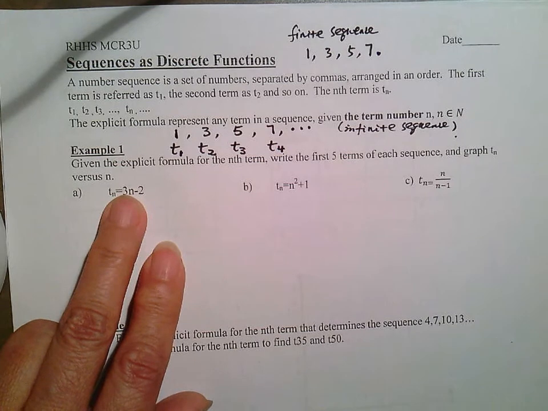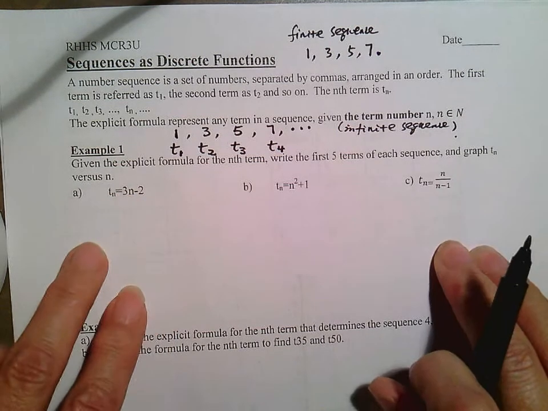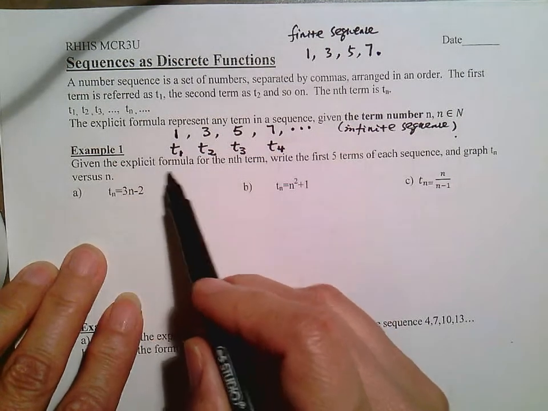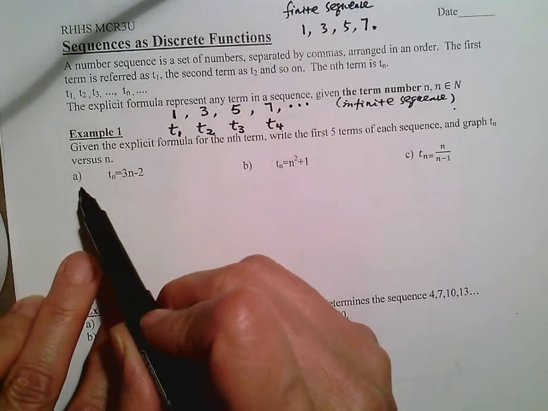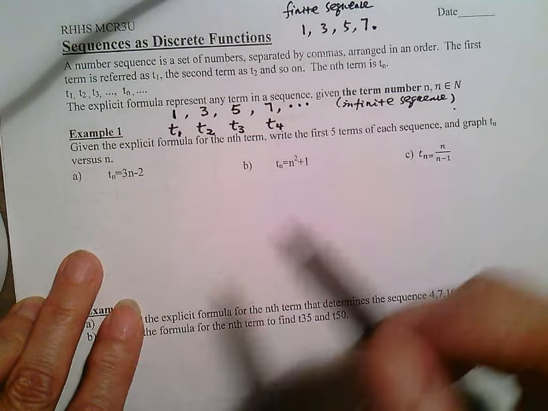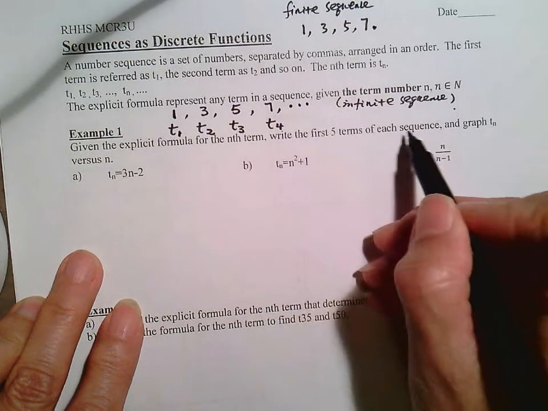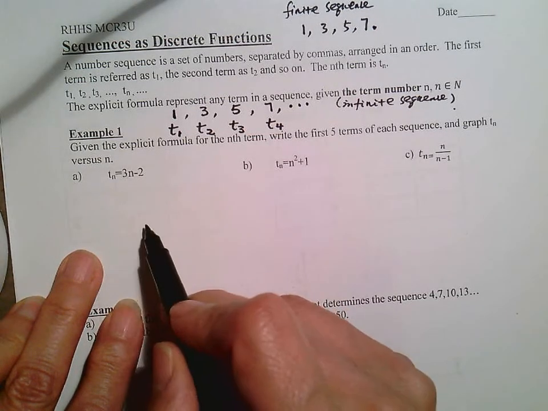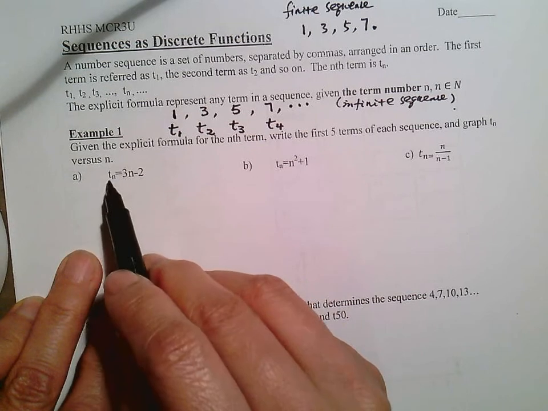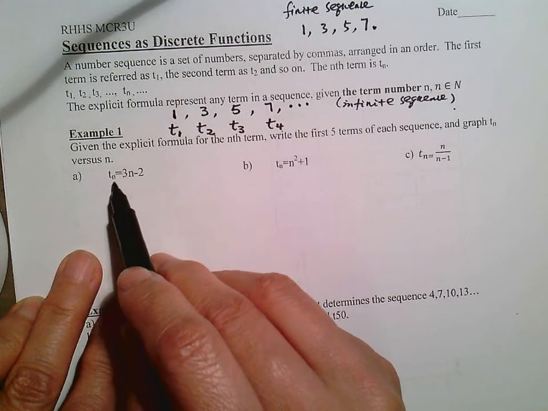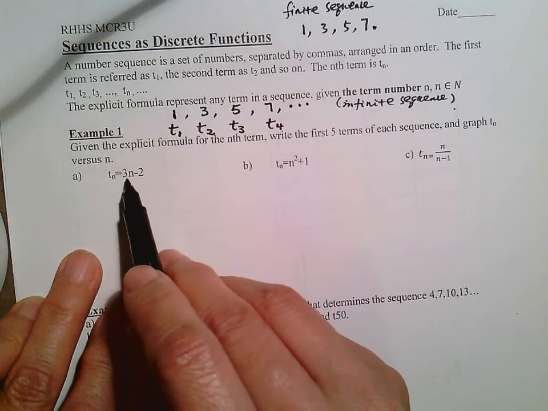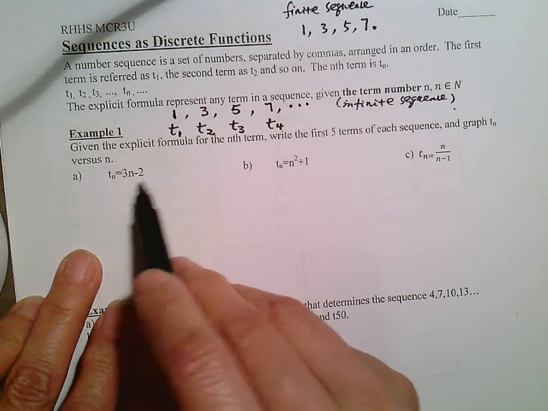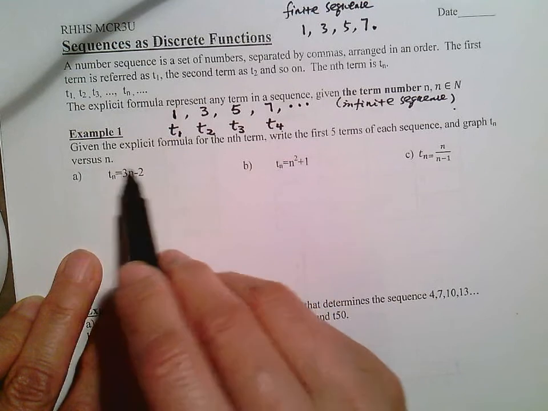Okay, now let's look at an explicit formula, example 1. Let's look at part A. I'm going to write out the first 3 terms of the sequence, and you are going to write out the other 2. The explicit formula for the nth term is given: the nth term equals 3 times n minus 2. That's why we call this an explicit formula.